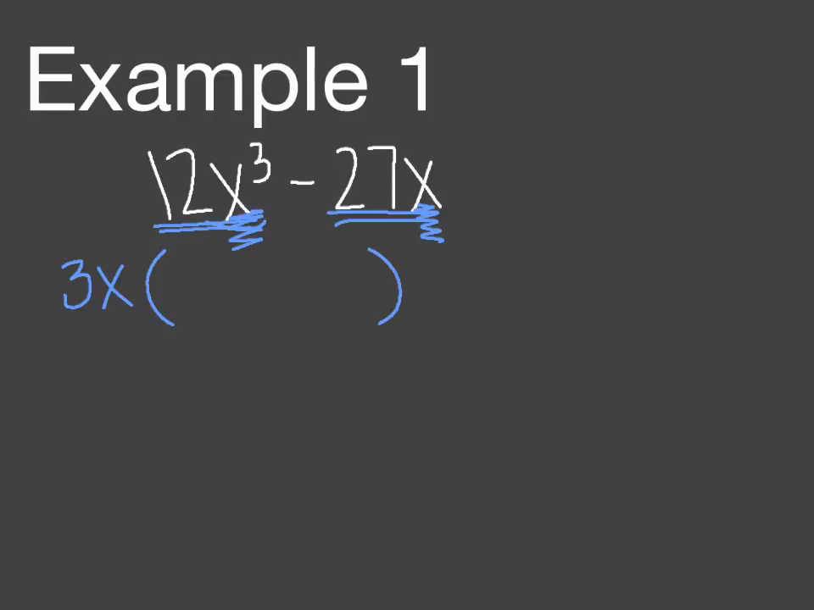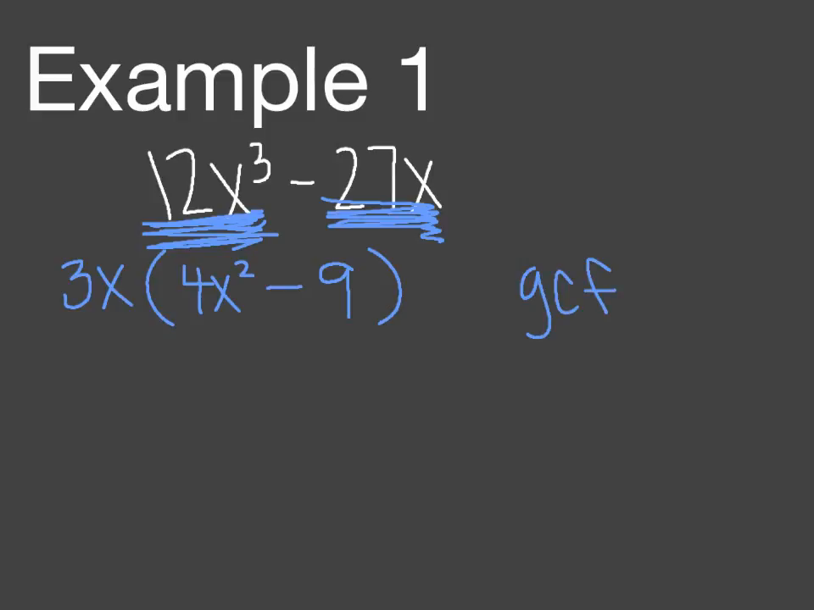So if I look at the first term, I take 12 divided by 3 gives me 4, and I'm taking one of the x's away. 27 divided by 3 gives me 9, and I'm taking the x away. So, at this step, all I have done is completed the GCF.